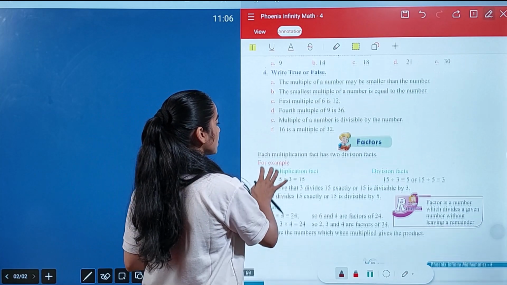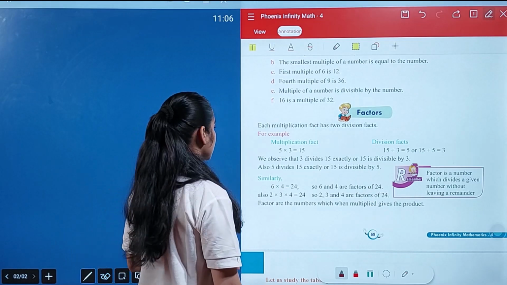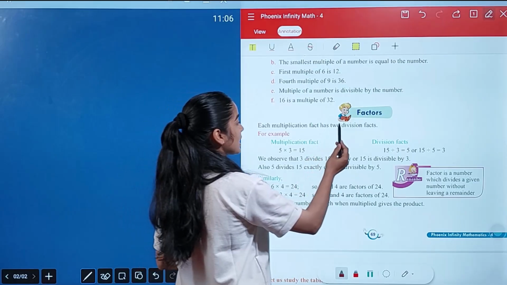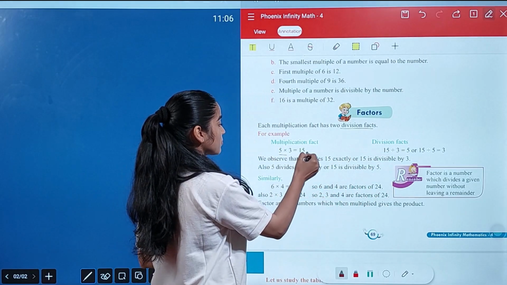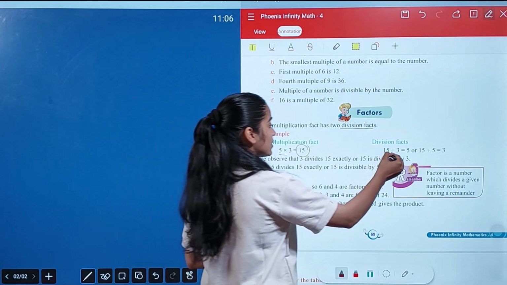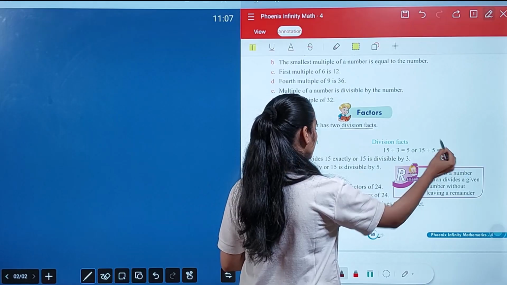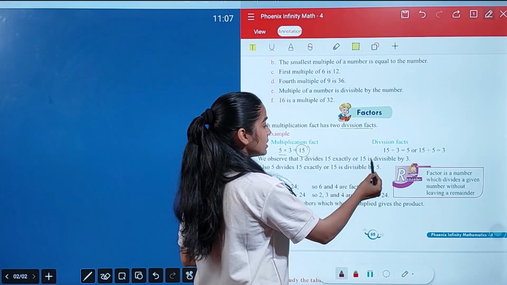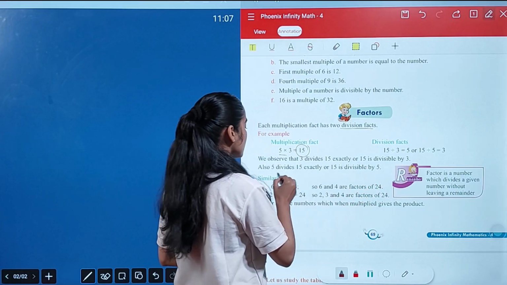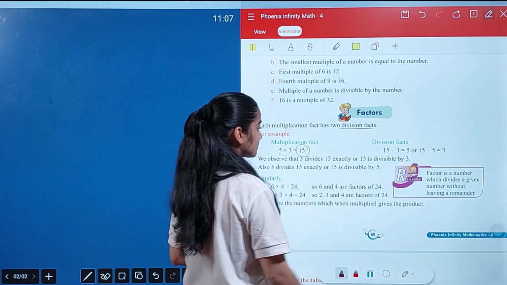Now we are going to learn about factors. In this, we are going to learn that each multiplication fact has two division facts. For example, 5 multiplied by 3 is 15, which means 15 divided by 3 is equal to 5, and 15 divided by 5 is equal to 3. We observe that 3 divides 15 exactly, or 15 is divisible by 3. Also 5 divides 15 exactly, or 15 is divisible by 5 as well.